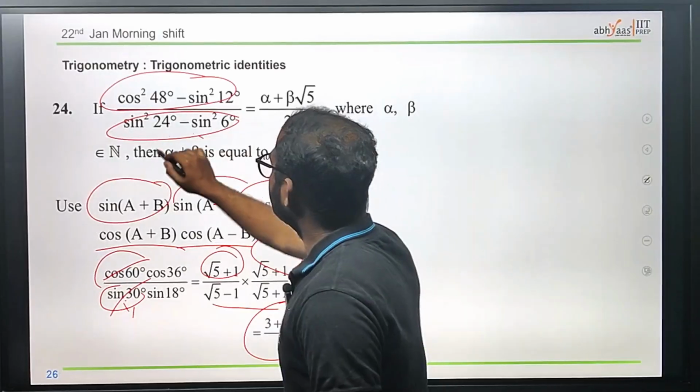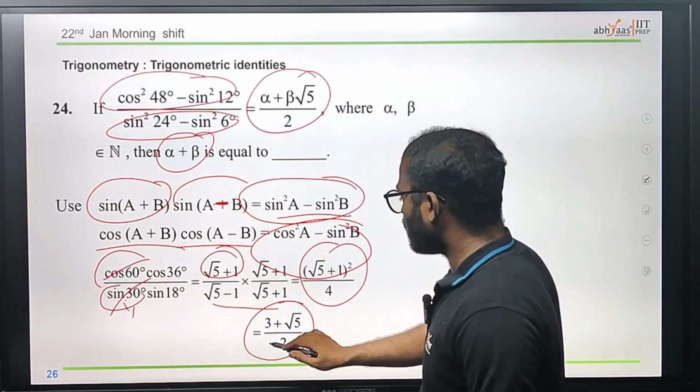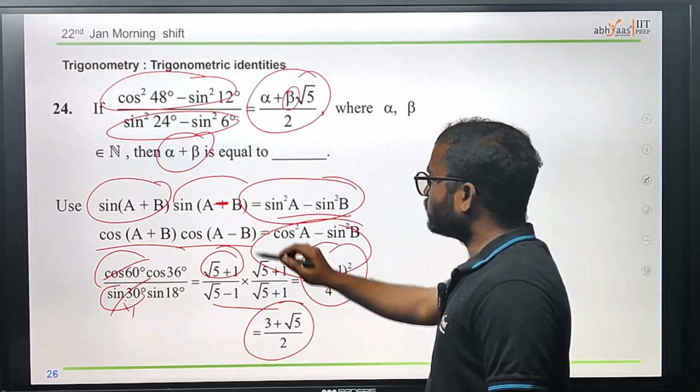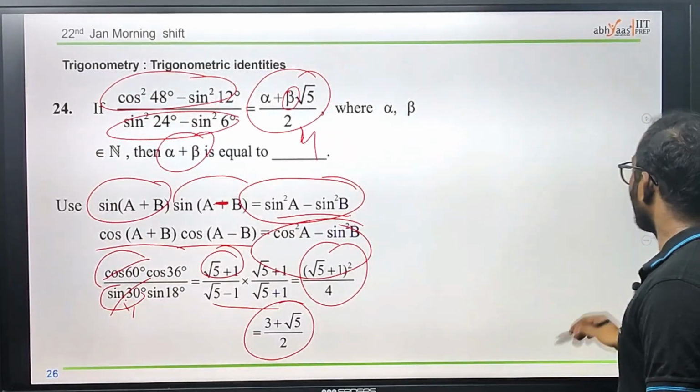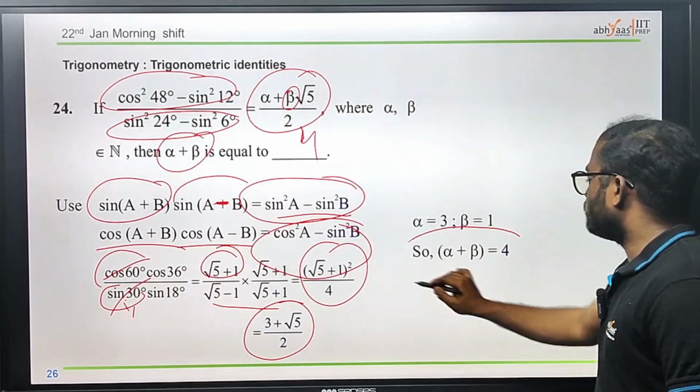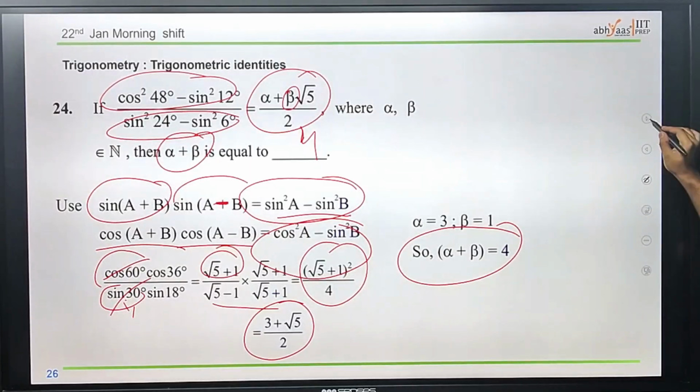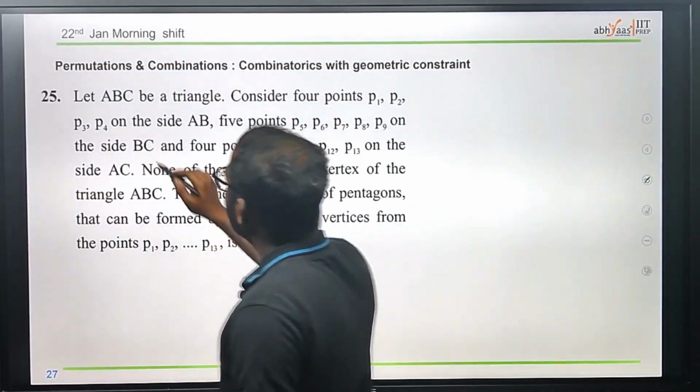Now we need to check alpha and beta from this, where alpha is 3 and beta is 1. Substituting that, we get the answer as 4. Therefore, alpha plus beta is equal to 4. Now come to the next question, which is permutations and combinations.